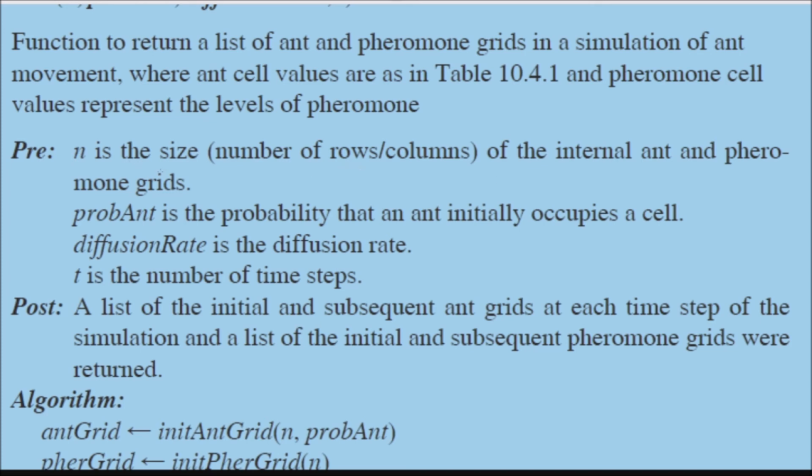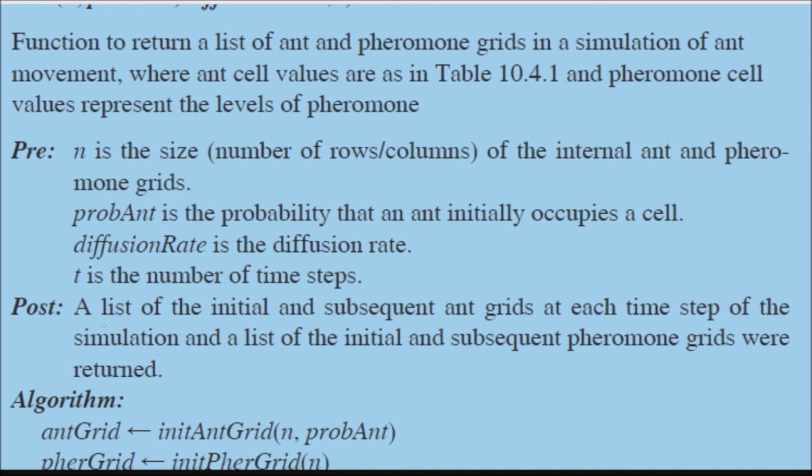So that is one thing, and the probability of ant is the probability that the ant initially occupied the cell or not. So that's the other thing. And the diffusion rate is the amount of pheromone that dissipates or reduces. And we have a timestamp. The timestamp is marked down at each step.